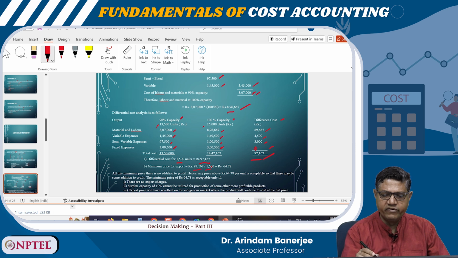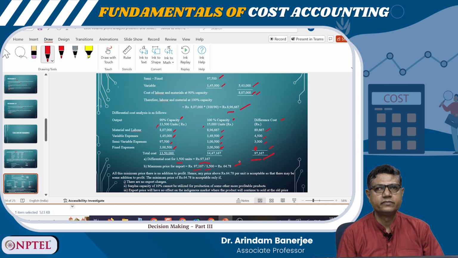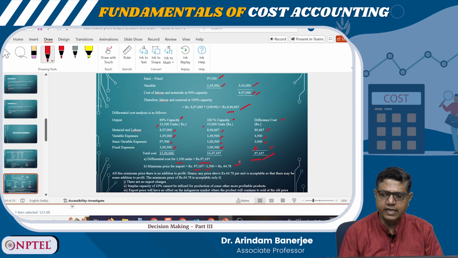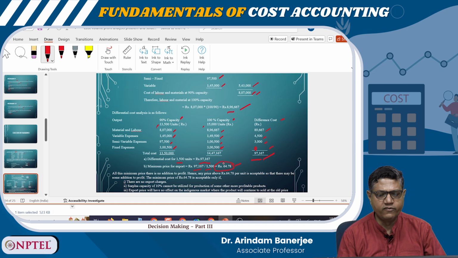97,167 divided by 1500, rupees 64.78, right. So, if the company plans to export, gets an export order from abroad, and it wants to utilize its idle capacity, then this price, at least this price may be suitable for him.